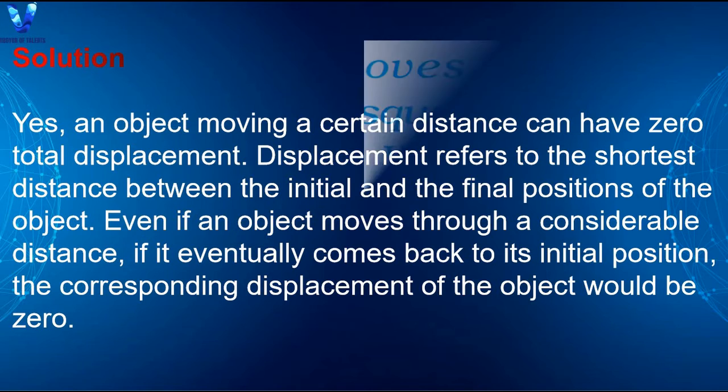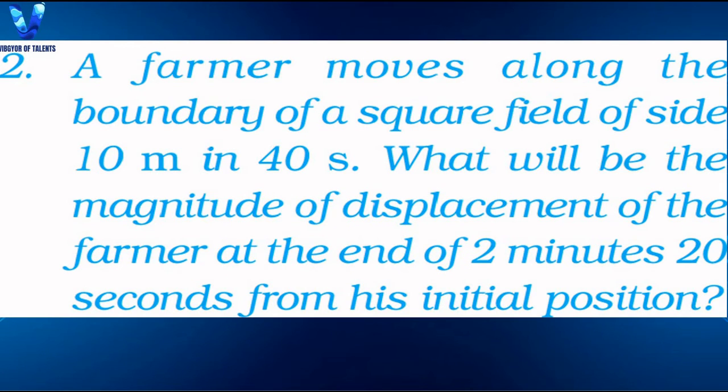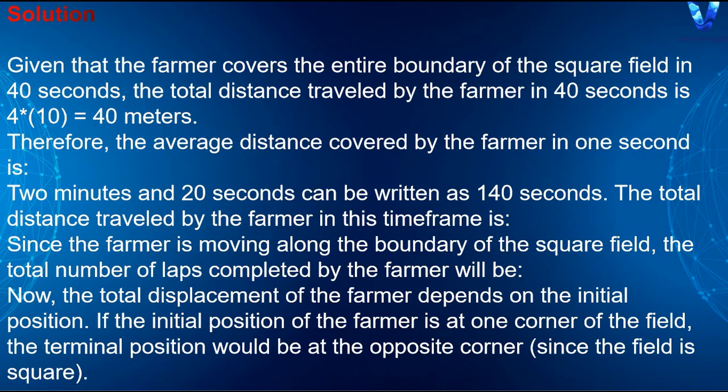So now let's go to the next question. The second question is: a farmer moves along the boundary of a square field of side 10 meters in 40 seconds. What will be the magnitude of the displacement of the farmer at the end of 2 minutes 20 seconds from his initial position? So now if we look at the solution, it's a little big, but it's very easy if you understand it.